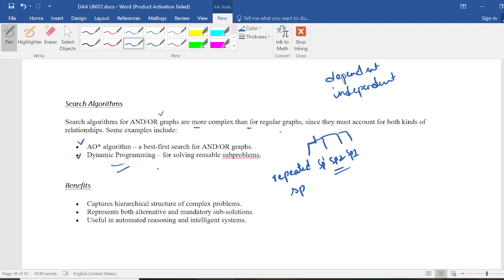What are the benefits of and or algorithms? First and foremost, they capture the hierarchical structure of complex problems. They represent both alternative and mandatory solutions; alternative is or, mandatory is and. They are also useful in automated reasoning and intelligent systems.